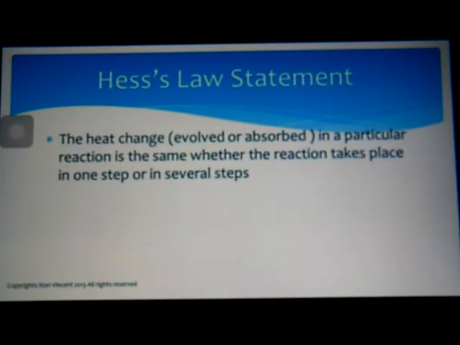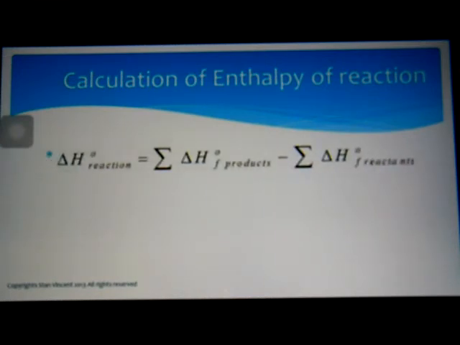Here is a statement for Hess's law. The heat change evolved or absorbed, meaning exothermic or endothermic, in a particular reaction is the same whether the reaction takes place in one step or in several steps. Calculation of enthalpy of reaction. We had seen this equation earlier. Once again, delta H0 reaction is equal to the sum of the enthalpy of products minus the sum of the enthalpy of reactants.